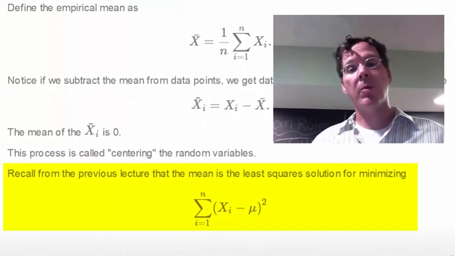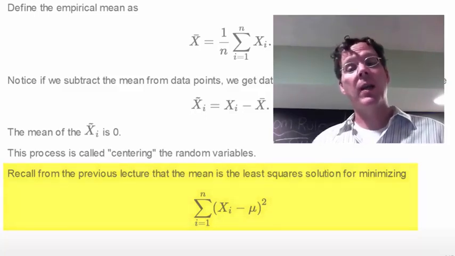Also recall from the previous lecture that the sample mean is the least square solution. So if we want to find the value of mu that minimizes the summation of (xi minus mu) squared, then that mu works out to be x bar.